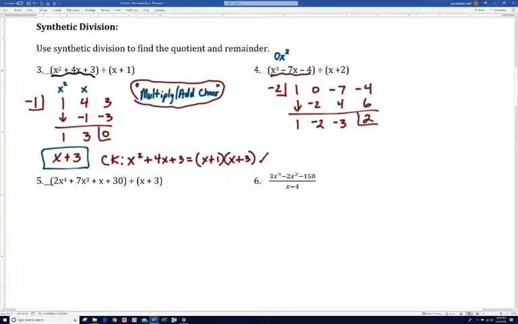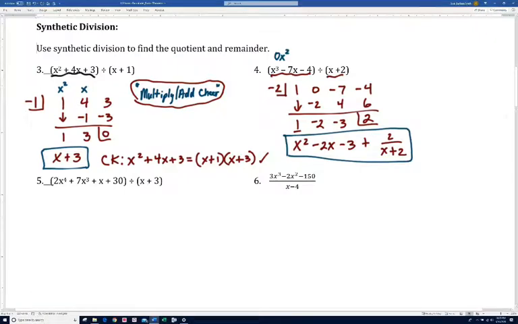So now our answer here, again, notice this is cubic. And so since we're dividing by a linear polynomial or binomial, our degree will drop 1. So this will be a 1x squared minus 2x minus 3 plus our remainder, which is, and let me fix that again, this is just supposed to be positive 2, over our divisor, which was x plus 2.